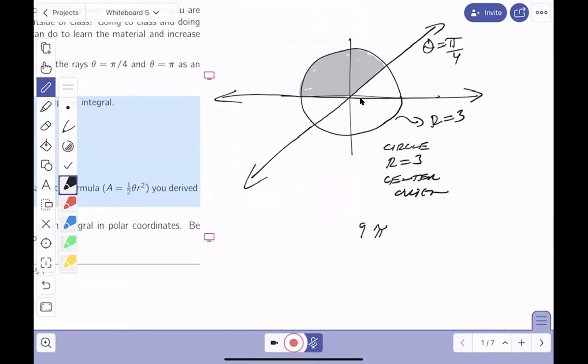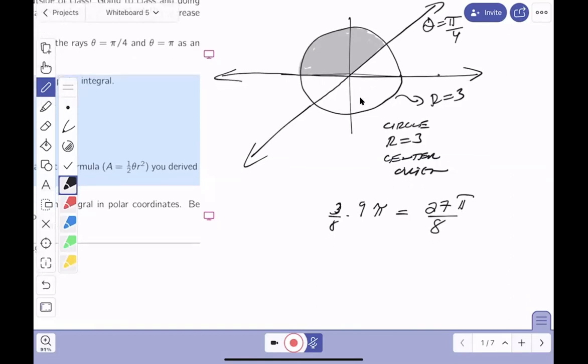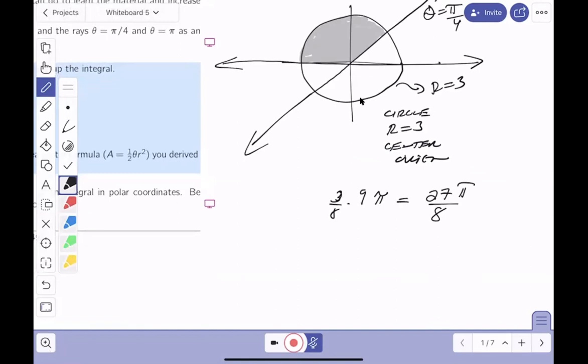But it's not the entire circle, is it? It's 3/8 of the circle. So it's going to be 3/8 of that entire circle. So what do you get over here? 27 pi over 8. You could also do this by a formula that you derived in Math 120, and that was the area of a sector is 1/2 theta r squared. Again, this I did by grade school. Basically, I looked at it as about 3/8 of a circle, and the entire circle was actually worth 9 pi.